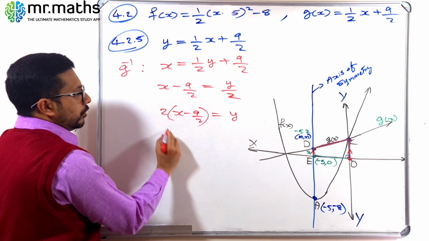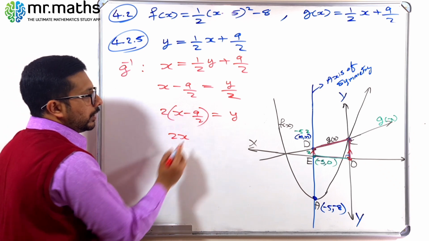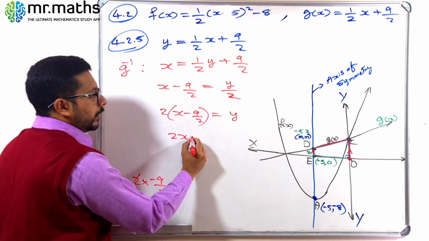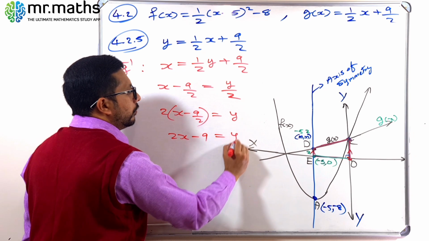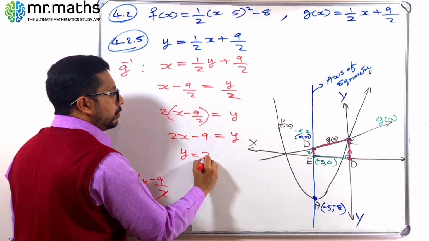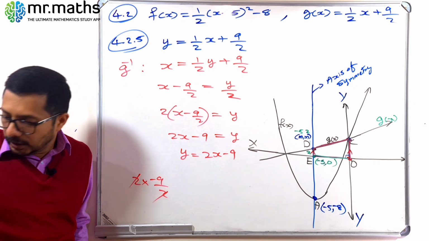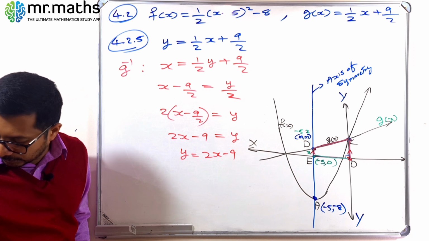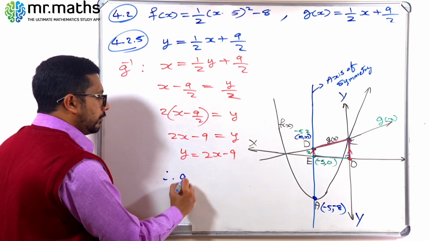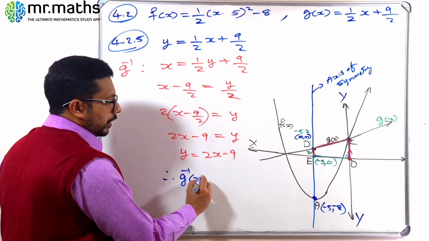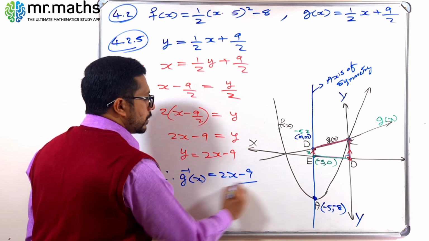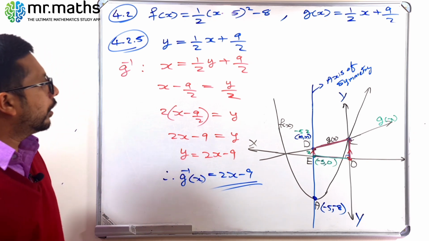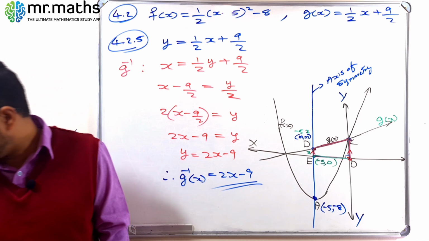Expand the bracket. 2 times x is 2x. 2 times minus 9 over 2: the 2 and 2 cancel. What is remaining? Minus 9. So y is equal to 2x minus 9. That is our g inverse of x. So we can write therefore g inverse of x is 2x minus 9. Okay, so that is question number 4.2.5. Now let's go to question number 4.2.6.